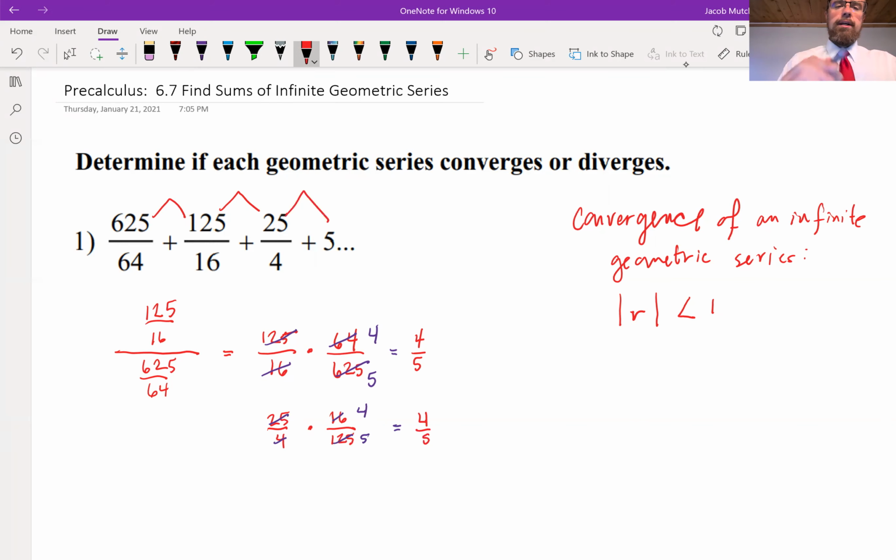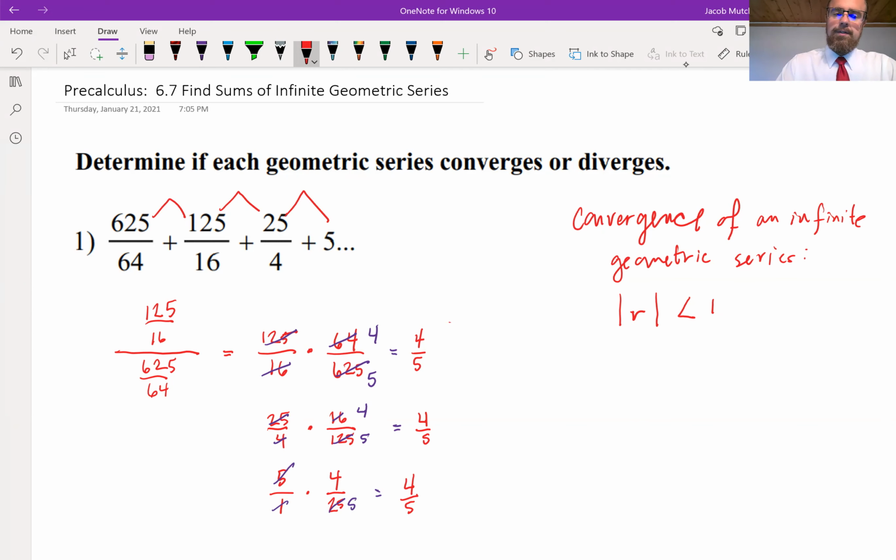What we need to check is the last pair. That's going to be 5 over 1 times the reciprocal of 25 over 4, which is 4 over 25. Not as much to cancel here. The 1 really is redundant. 25 divided by 5 is 5. So we see with this last division that that is in fact our common ratio, 4/5.